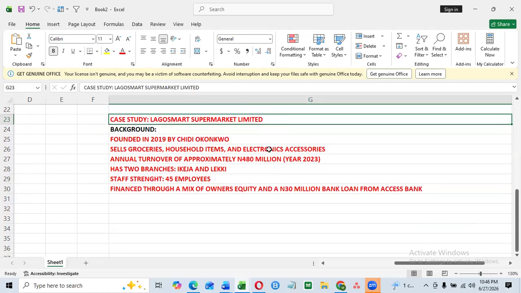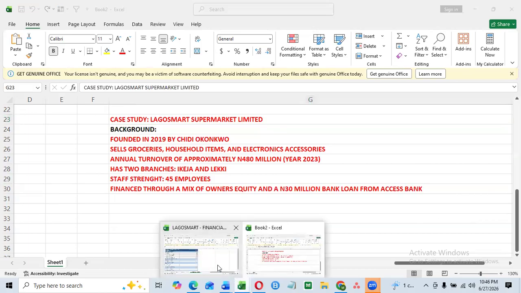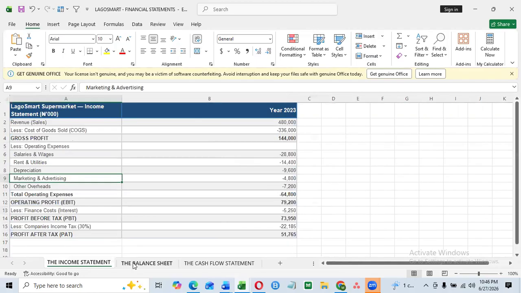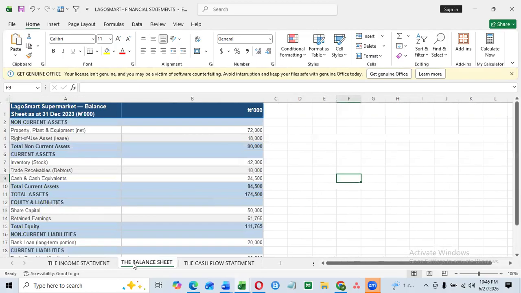In our next session, we are going deeper into financial statements, specifically how to read and analyze income statements, how to read and analyze the statement of financial position, the balance sheet, and how to read and analyze the cash flow statements. So make sure you come with a pen and paper or, better still, your Excel open.